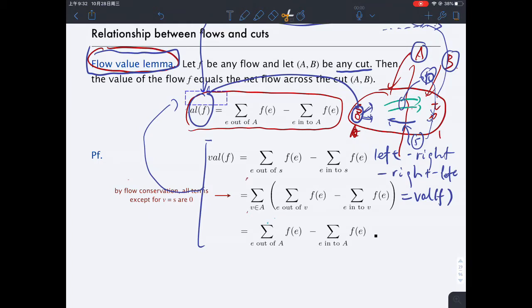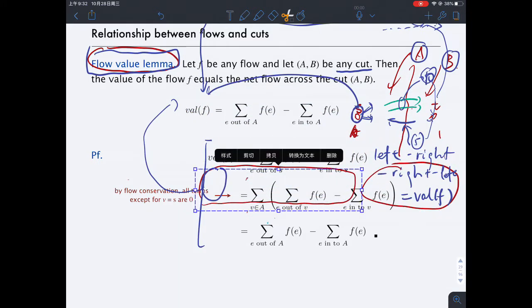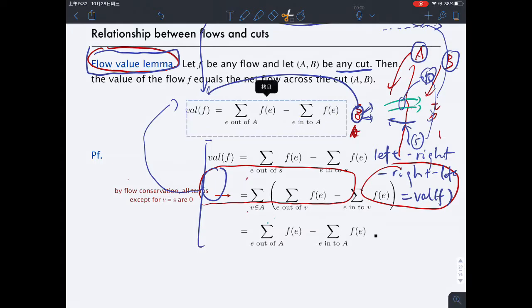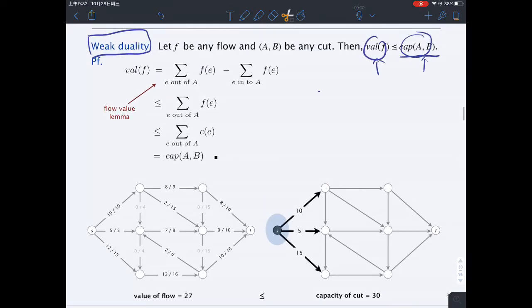Let me try to cut this out. Let's see whether I can copy and paste. No, I can't. Let's see. Copy, and let me paste that.